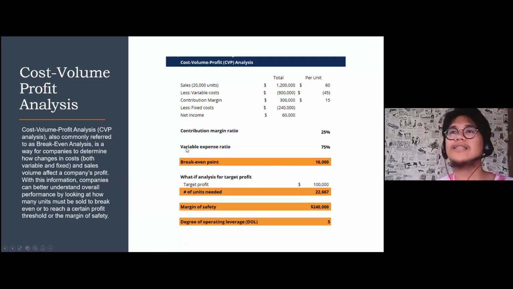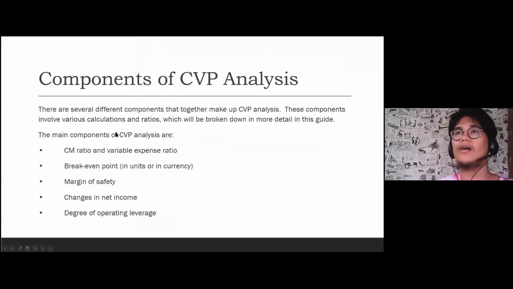For those who haven't taken CVP in my class yet, we call this your contribution margin income statement. This is the format of the contribution margin income statement: it is your sales less your variable cost to obtain your contribution margin, less fixed cost to get your net income. There are several components of the CVP analysis.